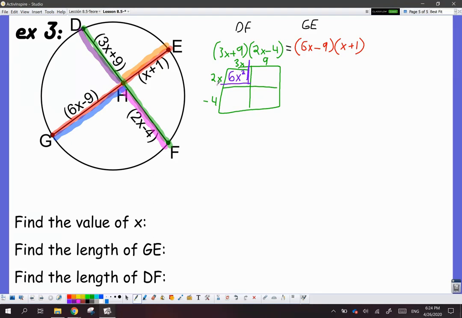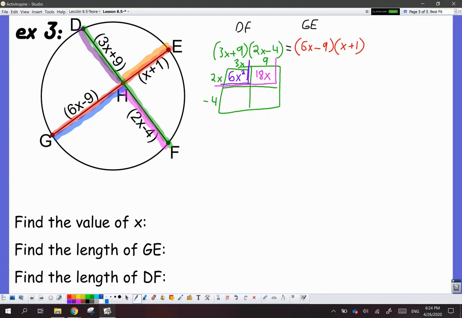So now I'm going to go this way. And I have the 2x, and over here I have 9. So 2x times 9, I multiply the coefficients first. 2 times 9 is 18. This doesn't have an x, but this does. So I just bring the x over here with me.